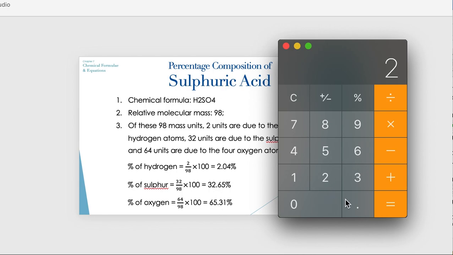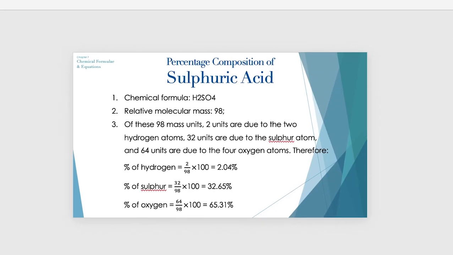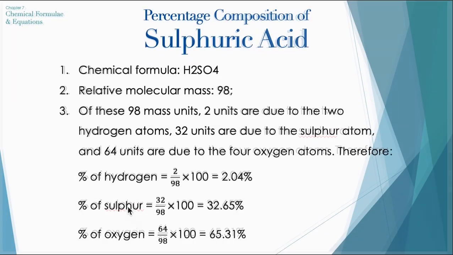First with 2.04. We add 32.65 and then add 65.31. We hit enter and we get 100, a perfect 100 actually. So this is how we find the percentage composition of sulfuric acid.